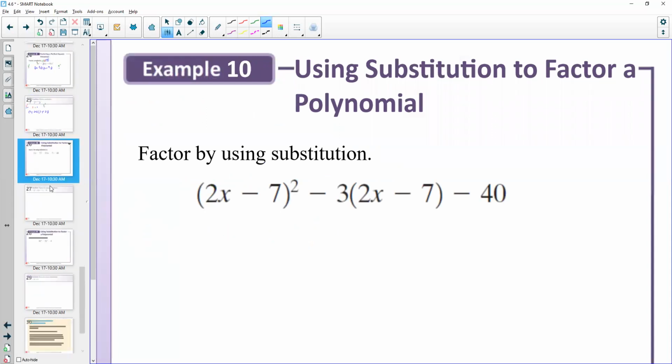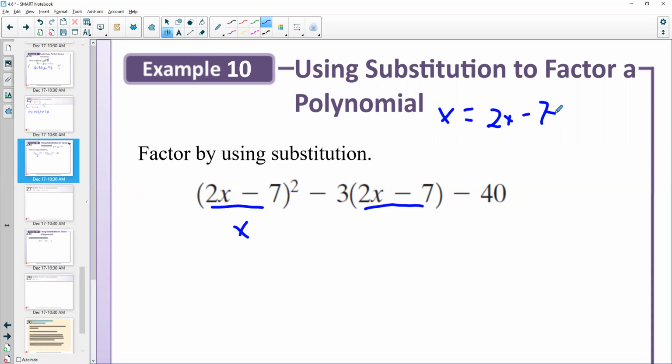This is called substitution. This is a strange idea, but it's actually kind of handy. So this looks crazy, doesn't it? But it's not as bad as you think, because this binomial right here is repeated. So sometimes it's easier just to not see it. I'm going to pretend for a second that this is an x. x is equal to 2x minus 7.